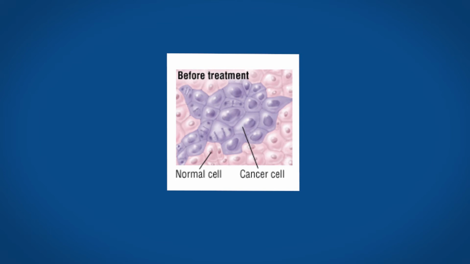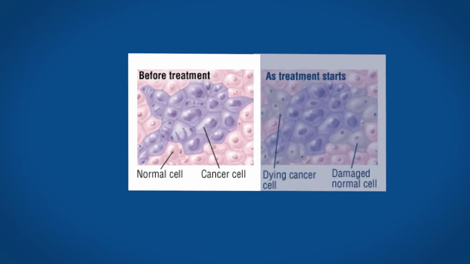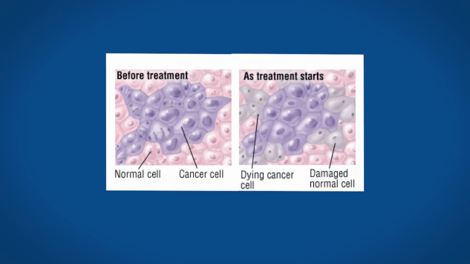In the image, you'll see if we were just treating that square of tissue, the cancerous cells are purple and the normal healthy cells are pink. Now, in order to make sure that we treat all of those purple cells, all those cancerous cells, we have to treat a border around it of normal healthy cells.